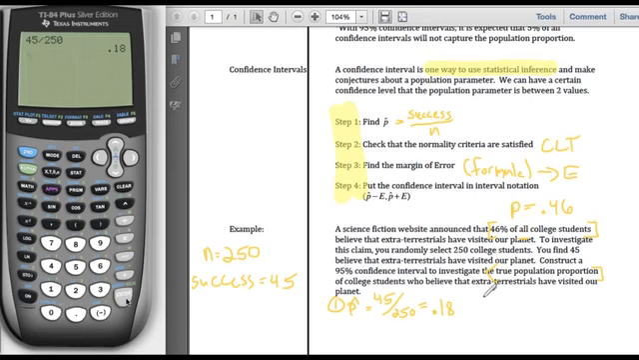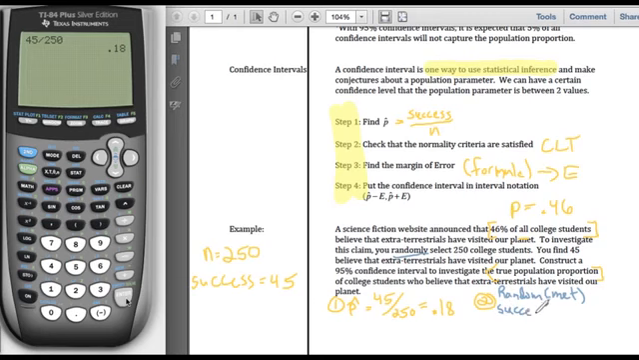For my second step, I want to check the central limit theorem. 3 things to check. Number 1 is a random sample. I can say that is met because it says you randomly selected 250 college students.